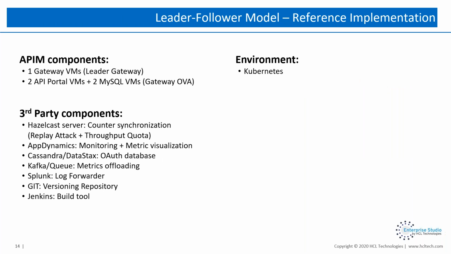So we did a reference implementation. The environment is Kubernetes, and the leader gateway is a simple one-gateway VM. In this use case, we added the portal, and we also added OTK, which you'll see in the next chart. The third-party component is a Hazelcast server that is used for counter synchronization. If you have a few nodes, you don't need a server. Hazelcast is built into the gateway and you can activate it. But if you get to a bigger environment, I think above 5, or if you want to go across data centers, you need a Hazelcast server to synchronize the counters. That will take care of synchronizing the counters for replay attack and throughput quota.